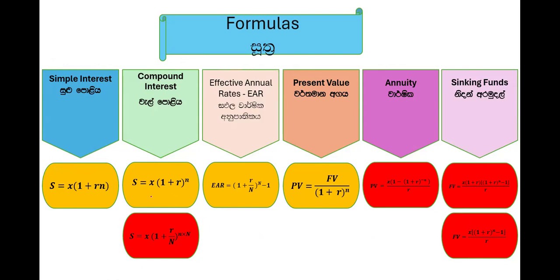Then the compound interest formula. Normally this one is given: S equals X times (1 plus r) to the power n is given, but this one is not in the formula sheet. There are a few differences in these two. Then this one you can remember, right? But these 3 formulas are not in the formula sheet, so you will have to remember these 3 formulas. Right.